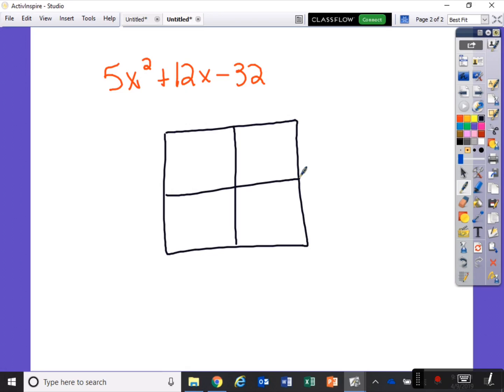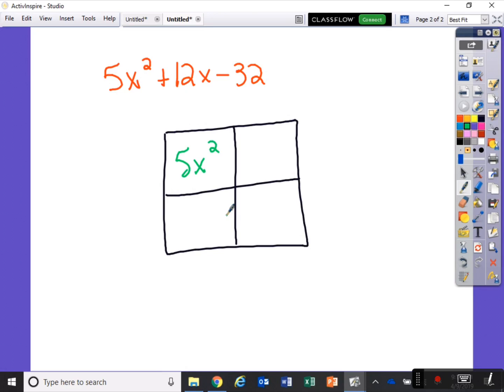So again, for box method, I would normally start with the top and the side and multiply them to get the insides, right? But since this is backwards box method, I need to start with the inside to find the outsides, okay? So which of these numbers would have given me the first box? 5x squared. Remember, this is one whole thing, right? So that 5x squared would be in the first box, right? 2 numbers right here would have multiplied to give me 5x squared, correct?